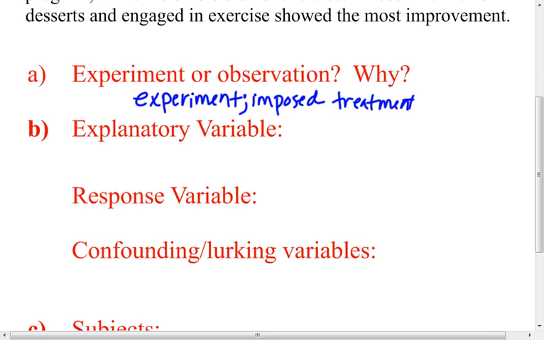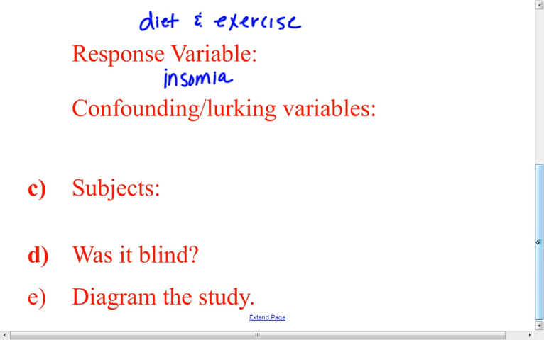Okay, the explanatory variables, in this case there's two of them. We are looking at both diet and exercise as a cause for the response variable, which would be insomnia. We're going to measure their insomnia levels, I guess you would call it. Okay, are there other confounding or lurking variables that affect insomnia?